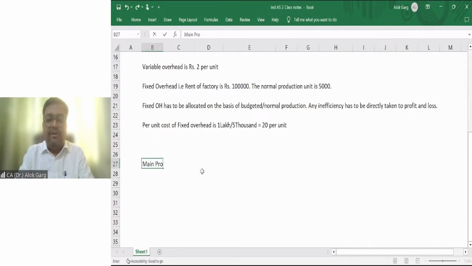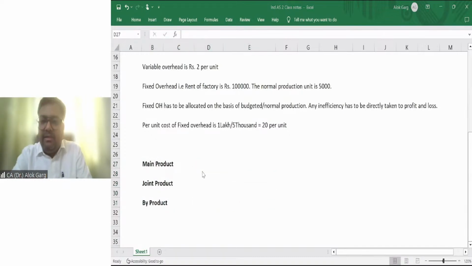One is main product, joint product, byproduct. I'll give you an example. You need to tell me, is it a joint product? Is it a byproduct? Is it a main product? Right? You need to tell me.